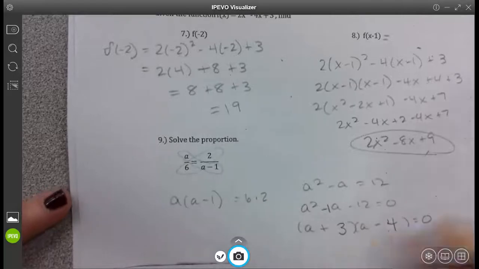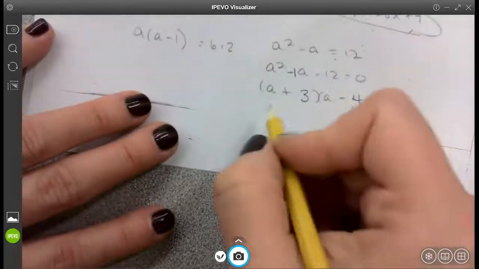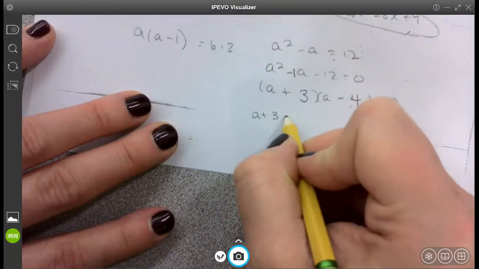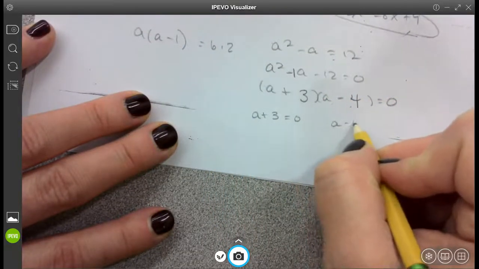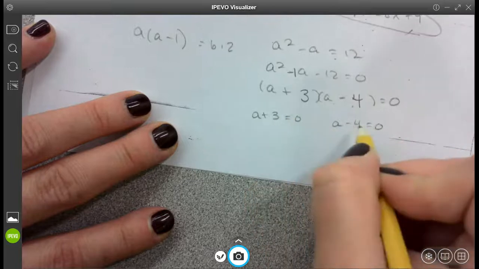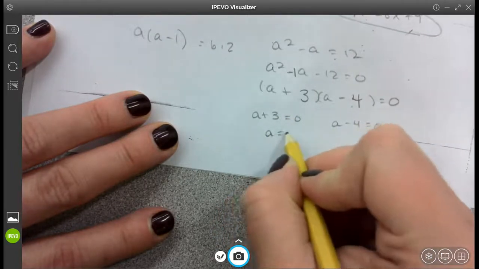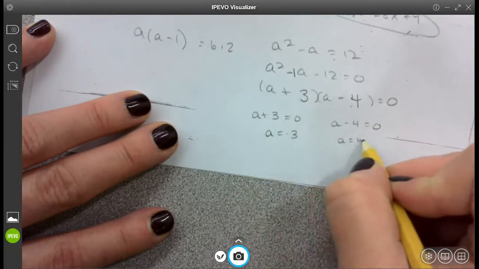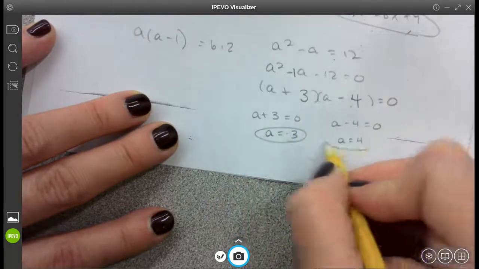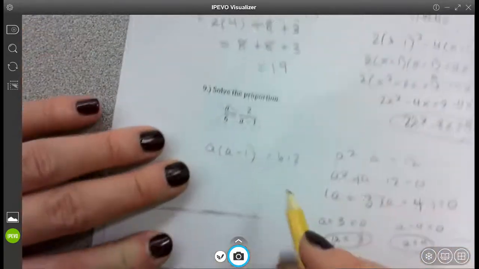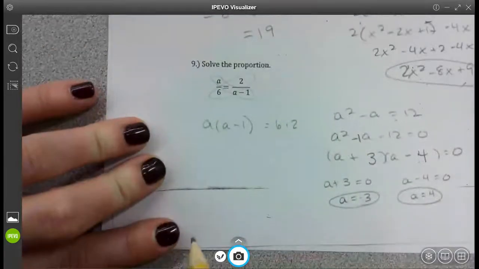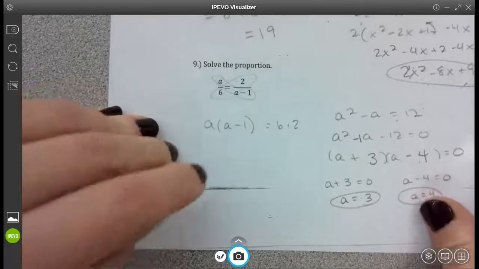Yep. So the zero product property. The zero product property says that if two things being multiplied together equals 0, you can set each piece or factor equal to 0 and solve. So if I substitute back in negative 3 and if I substitute back in 4, this will be true. So those are your answers. Okay.